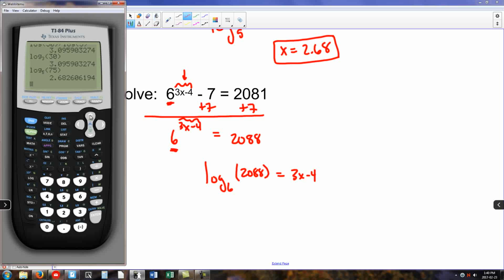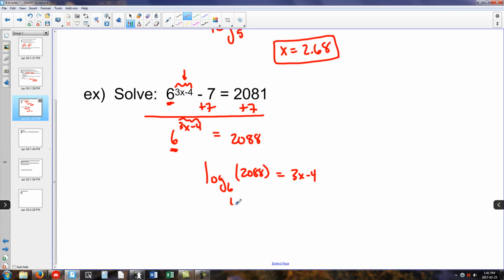So let's take that question up above. We should reuse that. Log base 6 of 2088. Whoops, I missed the 0. That looks okay. I hit enter. So the left-hand side is now 4.27. If that was right off of there. Yep. And that equals 3x minus 4.